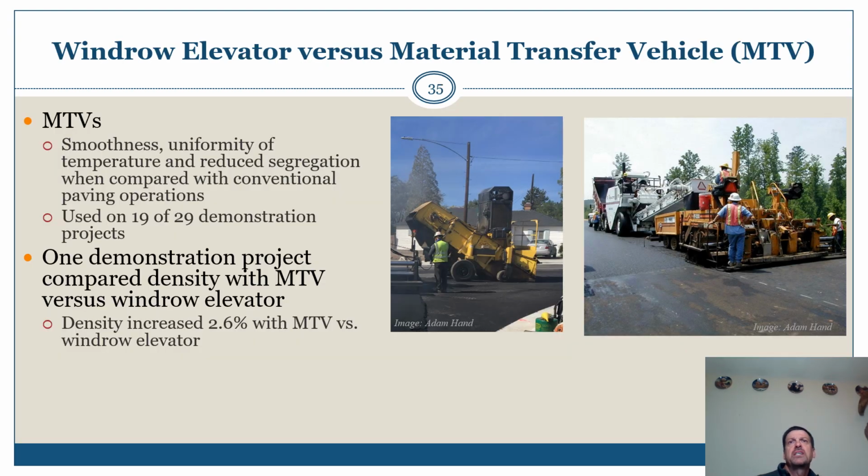Okay, on one project, a windrow elevator or pickup machine and an MTV were both used. And on that particular project, the section built with the MTV had 2.6% higher density than the section built with the windrow elevator.